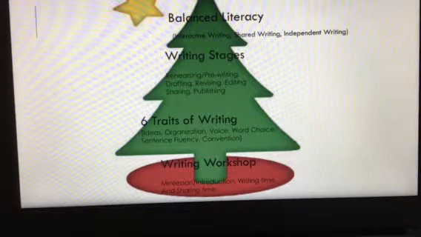The next trait is conventions, which assesses the level of correctness that is found in a piece. An example is spelling, capitalization, punctuation, and grammar. The next set of elements is writing strategies. The first is rehearsing and pre-writing. This is when the writer finds a topic to write about.